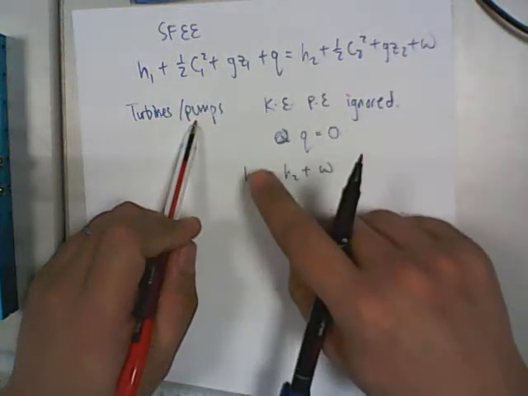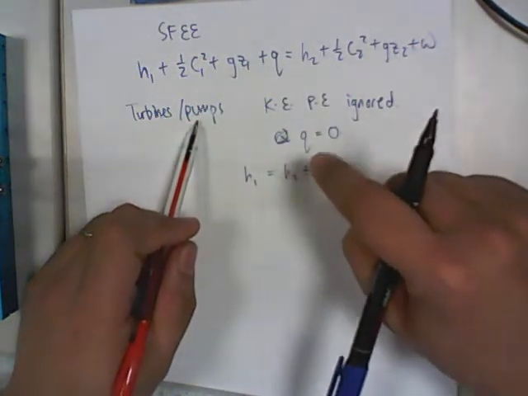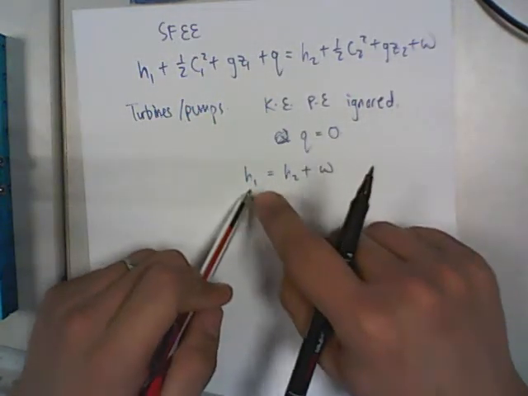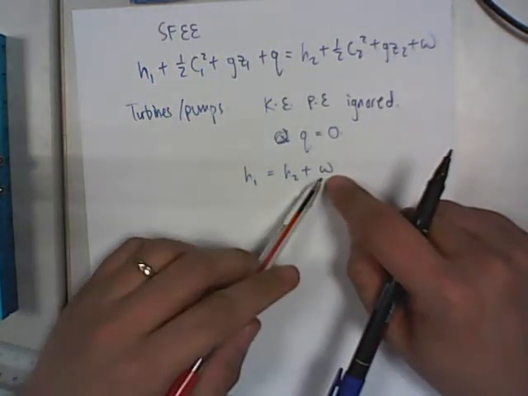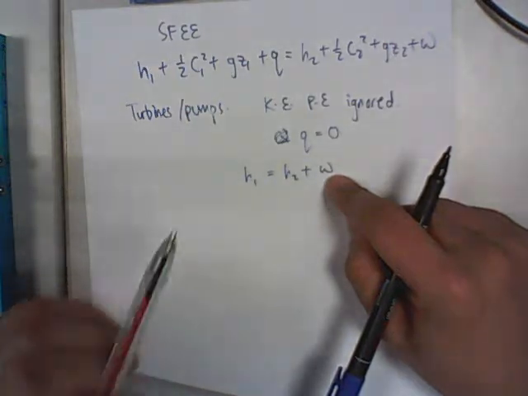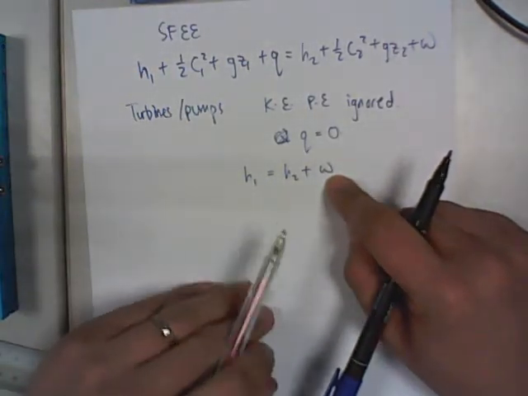And this is a pump. Your work done will be on the water, meaning your H1 initially will be lower than the outlet. So you will get a negative work, meaning that the electrical power is providing energy to the fluid itself.